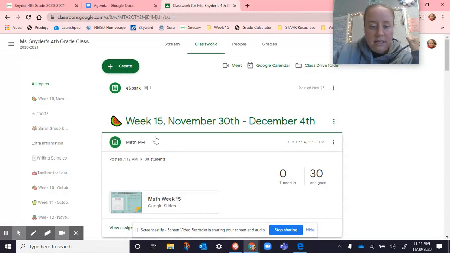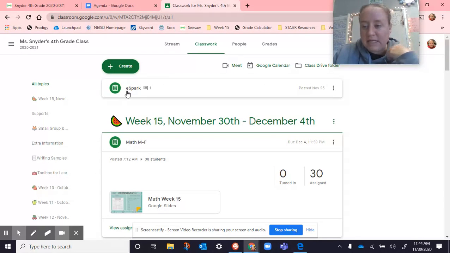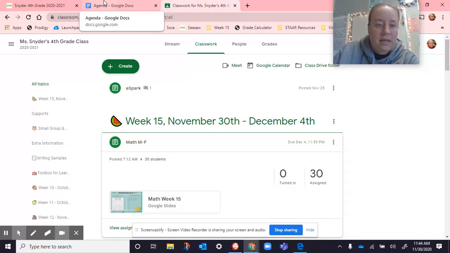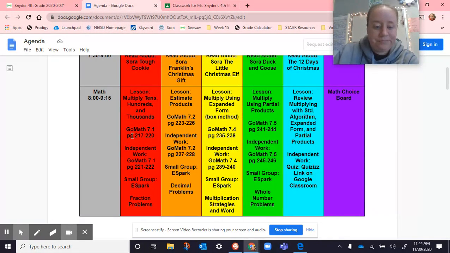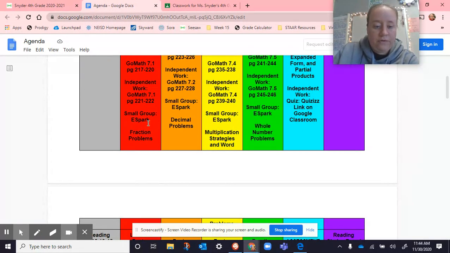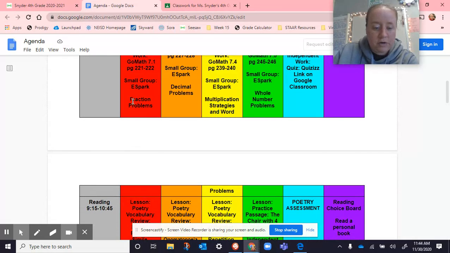And then in math, they also went to eSpark. And when you click on this, you click sign in with Google, and it'll sign you in to do some practice there. And then we went over some fraction problems in small group.